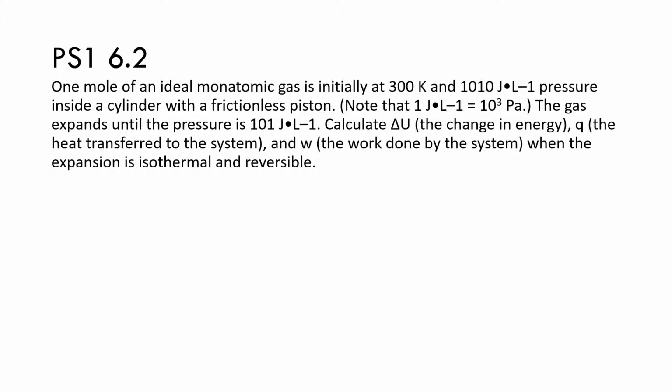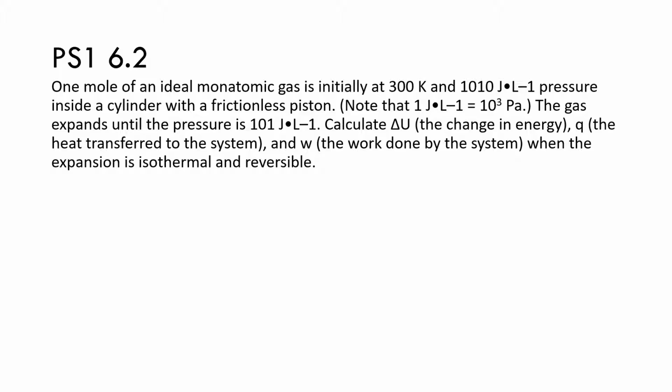Okay, so let's look at problem set 1, problem 6.2. There were a lot of problems that I saw with this, so I want to go over some of the main things that I was concerned about and things that you can do in order to solve this question most efficiently. So, 1 mole of an ideal monatomic gas is initially at 300 K and 1010 joules per liter pressure inside a cylinder with a frictionless piston.